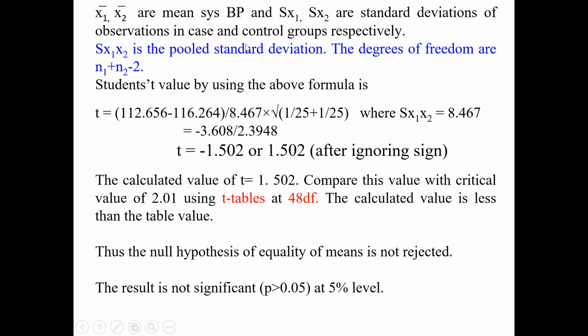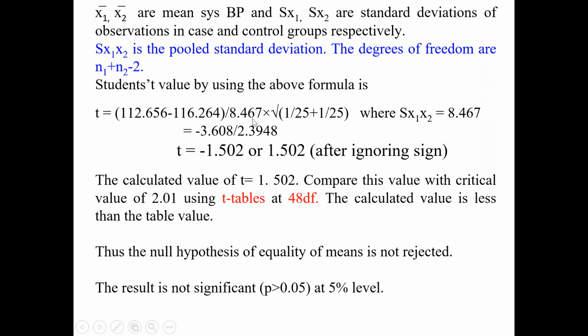So x1 bar, x2 bar are the mean systolic blood pressures, and capital S x1 is the standard deviation of the observations in the cases and controls. And the pooled standard deviation is capital S x1, x2. Degree of freedom is n1 plus n2 minus 2. So students, the value is computed by this formula: the mean of diabetes, mean of the control, 112.6, 116.2, divided by the standard error of the difference of the mean. Okay, combined. This is the combined standard deviation, that is the pooled standard deviation, given by the formula.